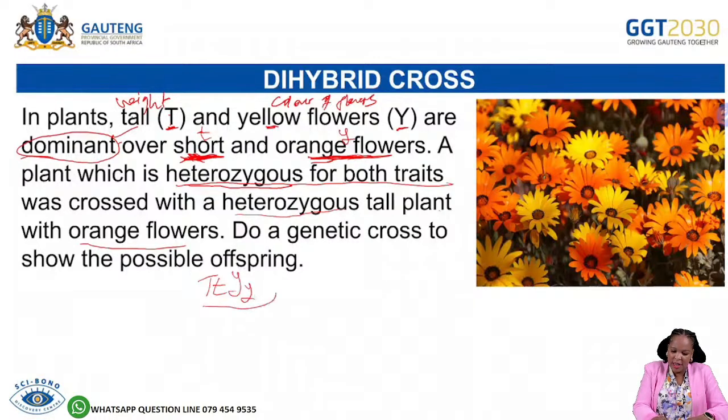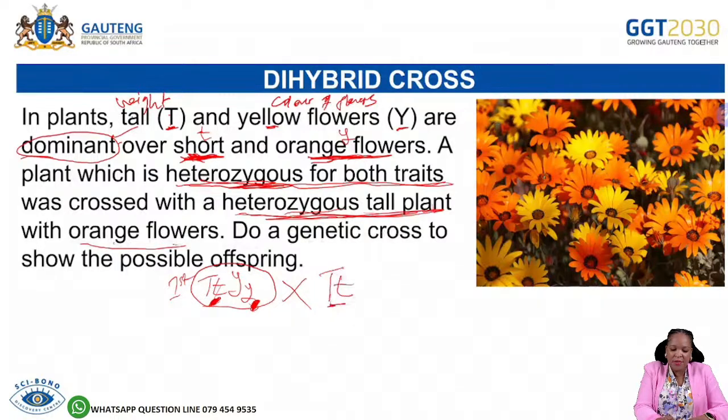So this is our first plant, because they said it is heterozygous for both traits. Trait number 1, trait number 2. Characteristic number 1, the height. Characteristic number 2, the color of the flower. Then they say it was crossed with a heterozygous tall plant. Heterozygous tall, what does that mean? It means the alleles for height are not the same. This is heterozygous tall, with orange flowers.